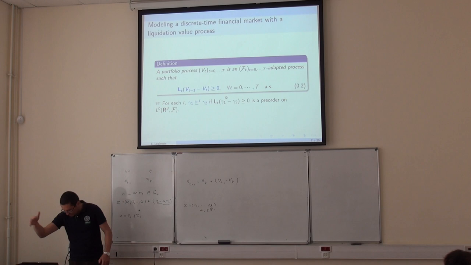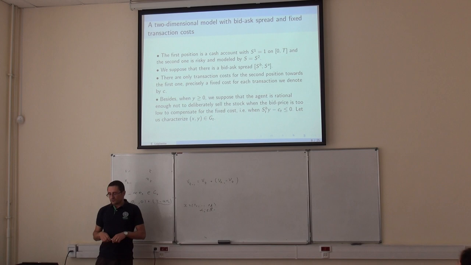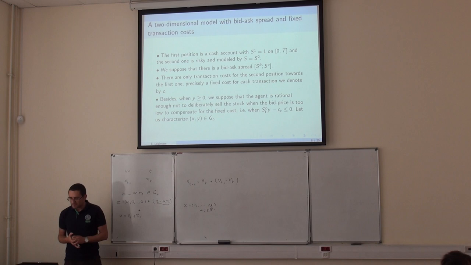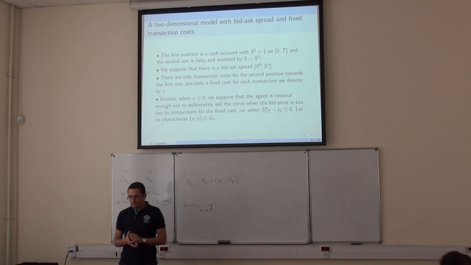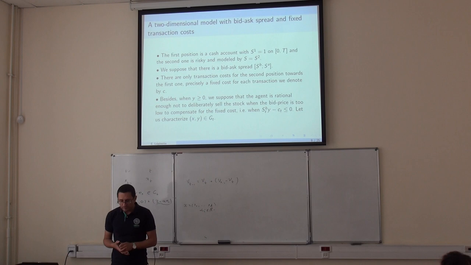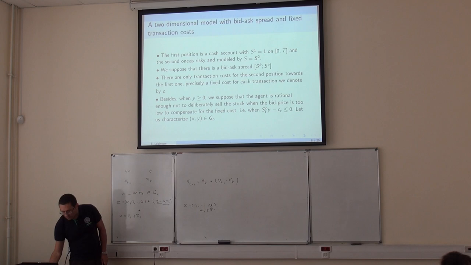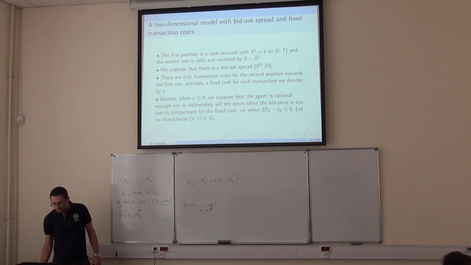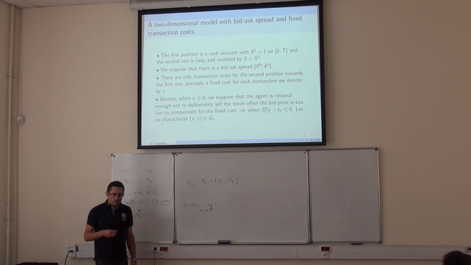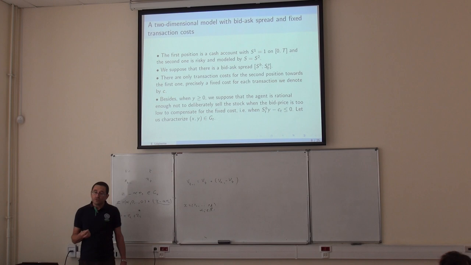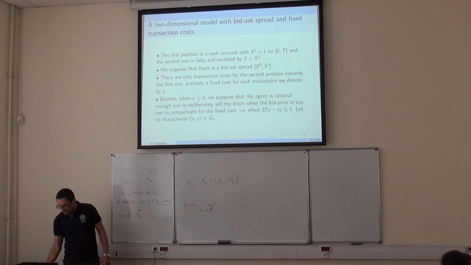So let us see an example. This is a two-dimensional model defined by a bid-ask spread as well as a fixed transaction cost. We suppose that the first position of the portfolio corresponds to a cash account whose numeraire equals 1. And the second position, the risky asset, is modeled by a bid-ask spread SB, SA. This means that when you sell one unit of this risky asset, you get the price SB, while if you want to buy one unit of this risky asset, you have to pay the price SA. Okay, it's very classical.